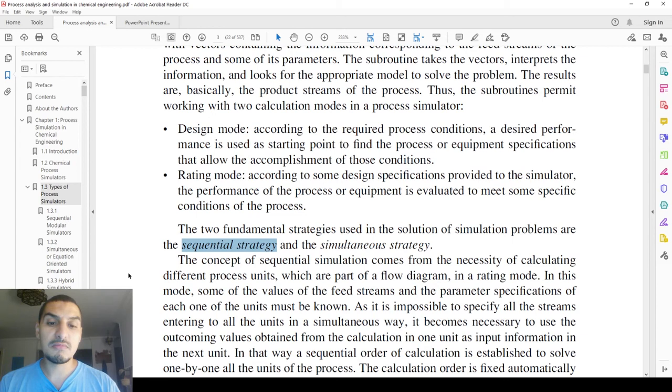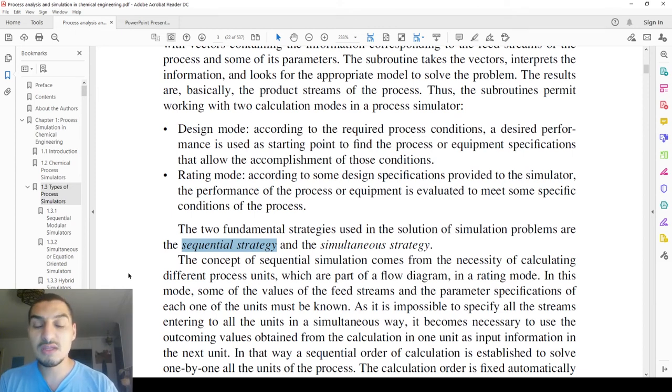Just to understand how it works, what we do in the simulator is you click on a unit, a flash unit, or an absorber, stripper, whatever the unit that you're going to pick, and you put it in your flow sheet. And you see that this is a tower in the flow sheet, but actually the software sees this tower as a set of equations of material balance, energy balance, and equilibrium relations, and this is how the software deals with it.